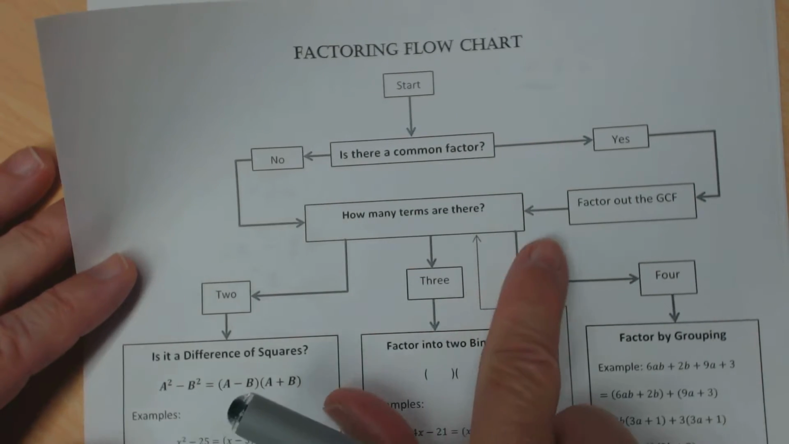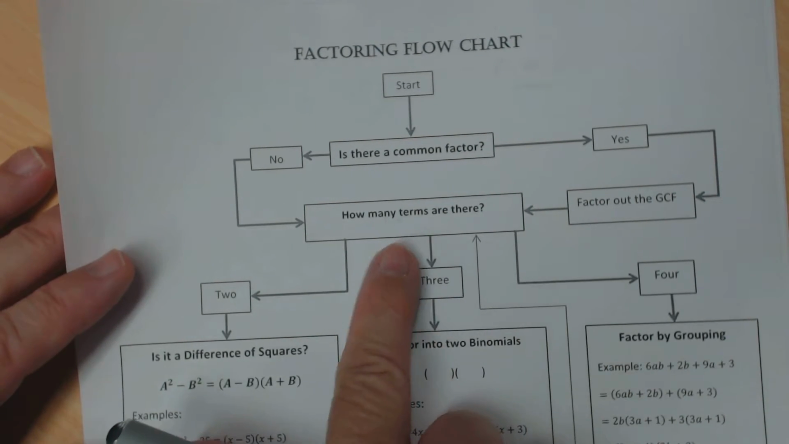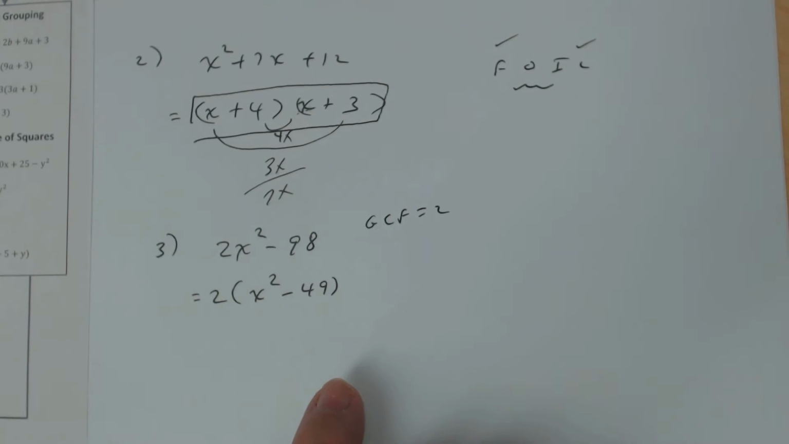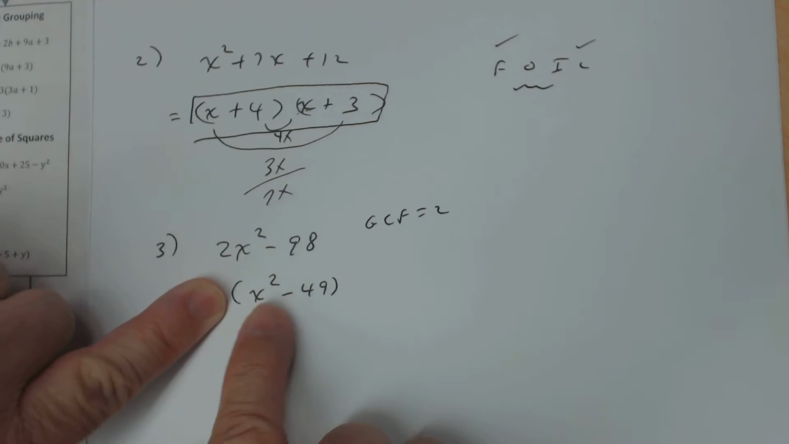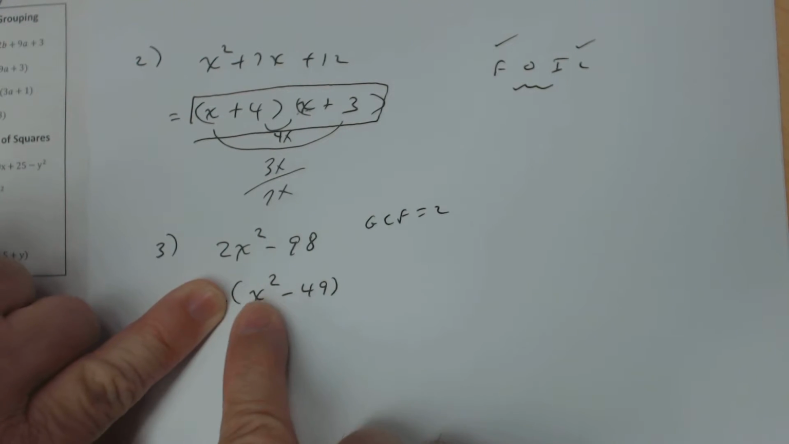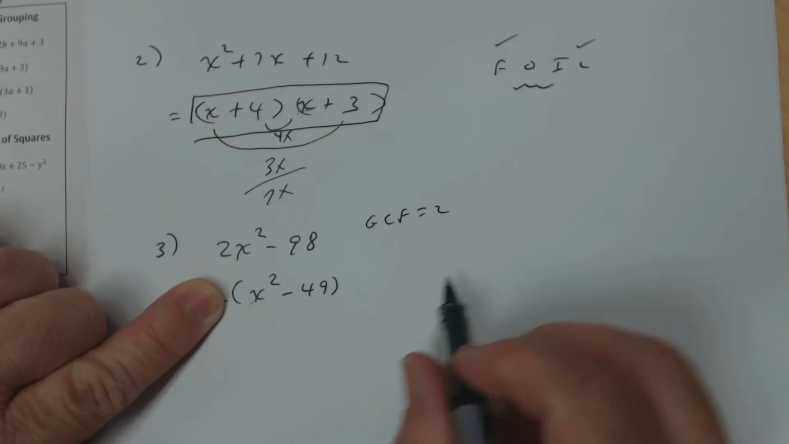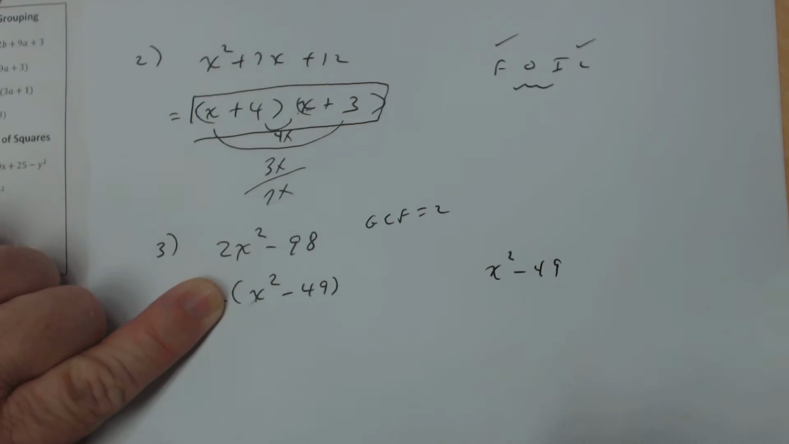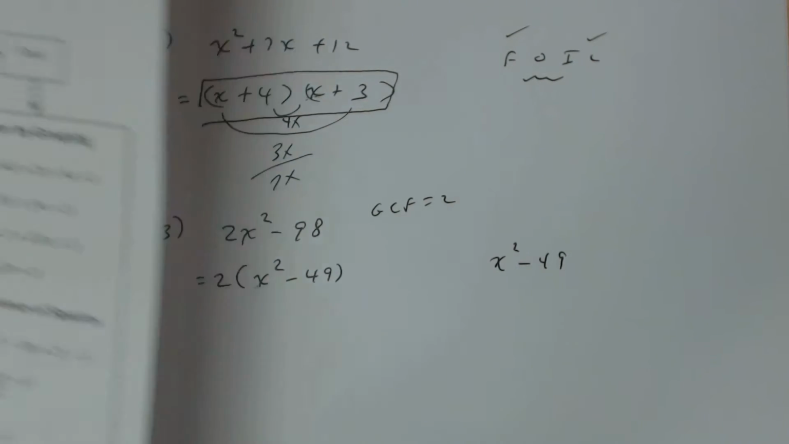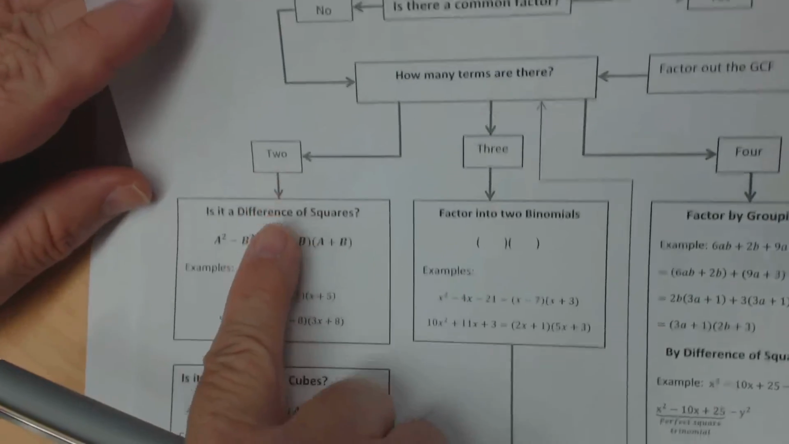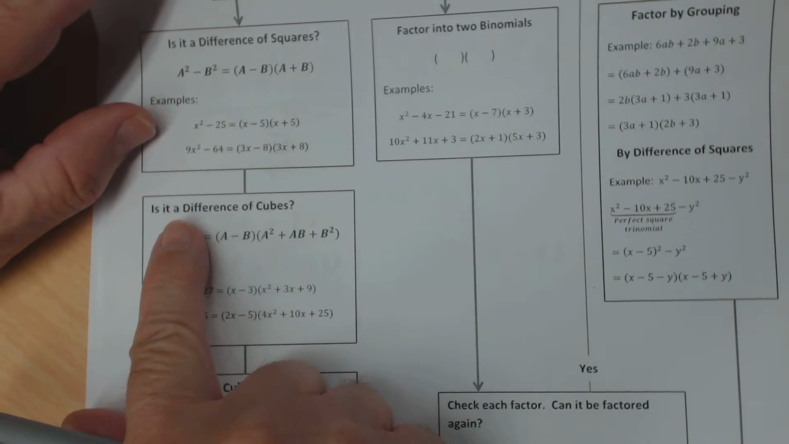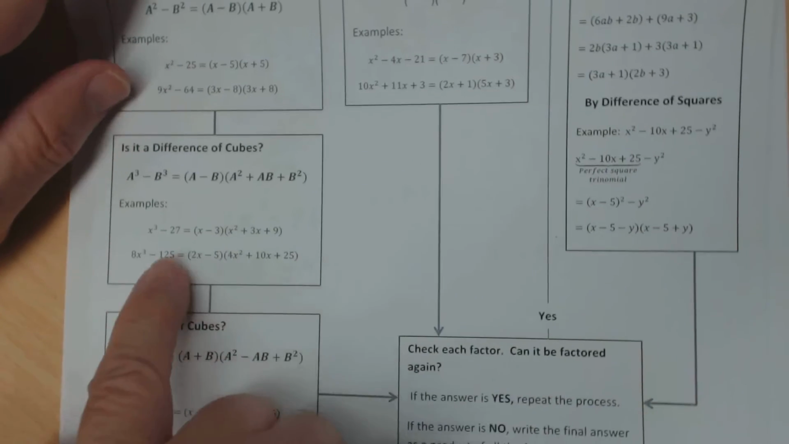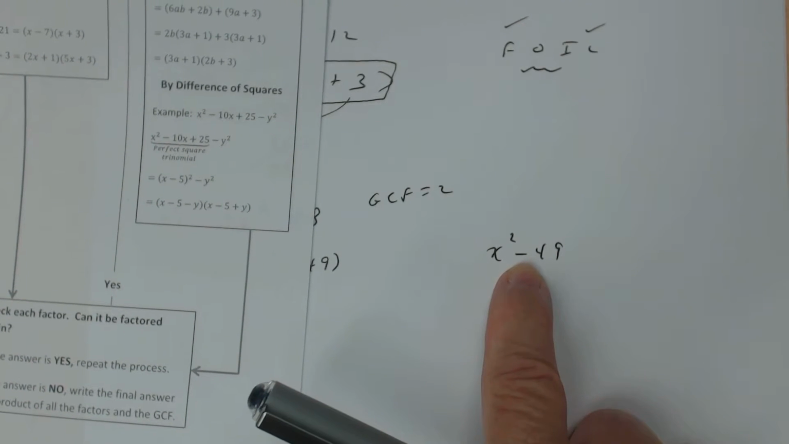All right. Now you ask yourself, how many terms are there? When I say the terms, I mean cover out the GCF right now and look at what's inside the parentheses. Well, there are 2 terms inside the parentheses. If there are 2 terms, you want to think about what we've done. We looked at the difference of 2 squares, the difference of 2 cubes, and the sum of 2 cubes.